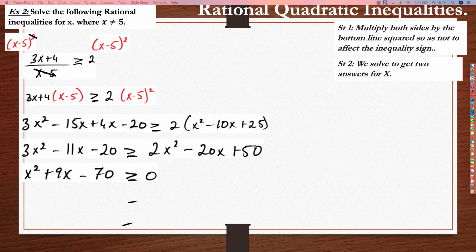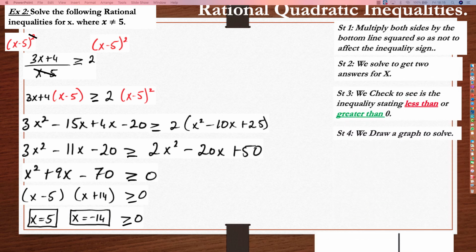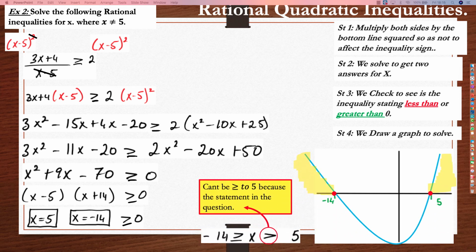Once again, you bracket: (x minus 5)(x plus 14), line down the middle, x is equal to 5, x is equal to minus 14. You draw your diagram, minus 14 and 5, and we say x is less than or equal to minus 14, but greater than 5. Why do we not say greater than or equal? At the very beginning of the question they told us x is not equal to 5.